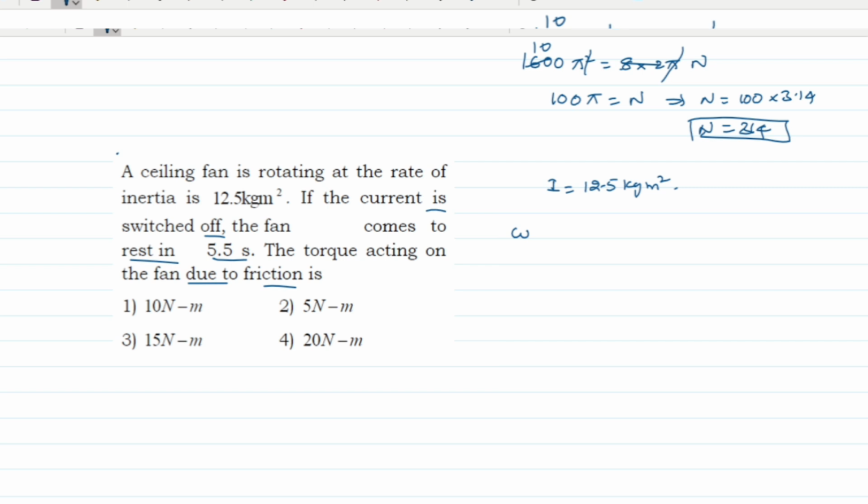Some correction is there, students. Moment of inertia, if the current is switched off, the fan comes to the rest is given.